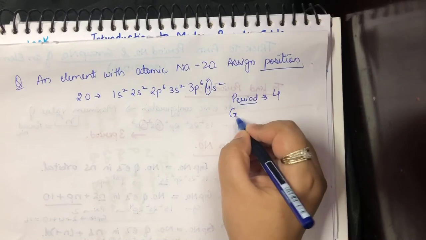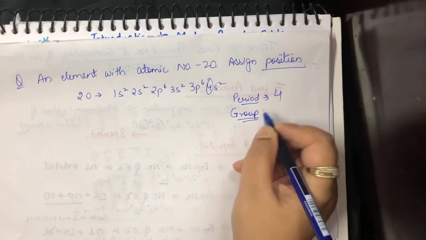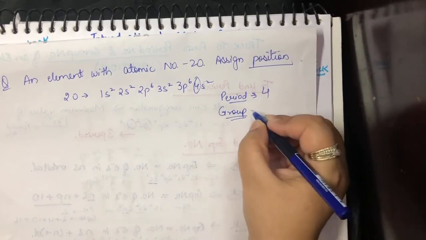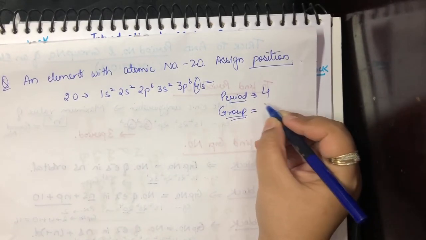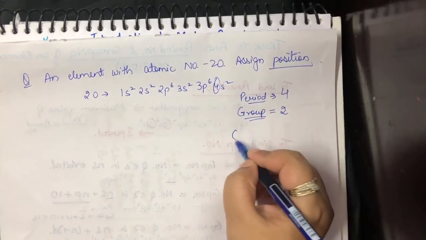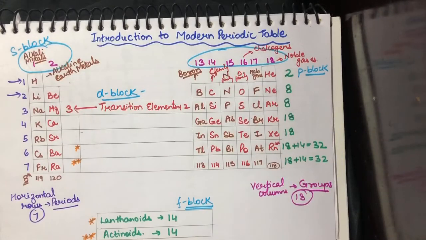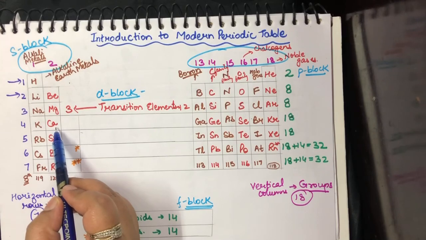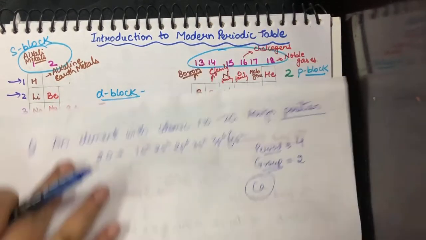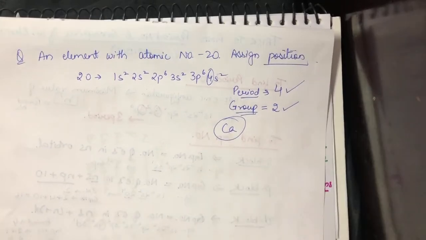Now if I have to calculate group, where is my last electron entering? It is entering the s orbital. So the formula for s was the group number is equal to the number of electrons in ns, that is 2. I have to check atomic number 20, we all know is calcium. Let's see where calcium is placed. Calcium is here. Calcium is which group? It is second group and fourth period. Let's verify. It is second group and fourth period.